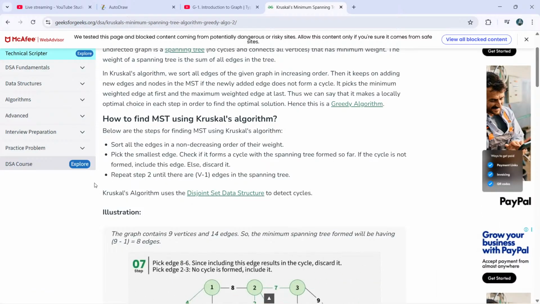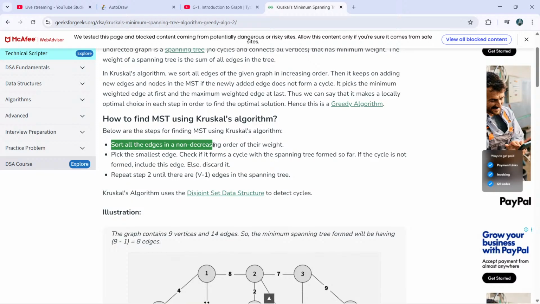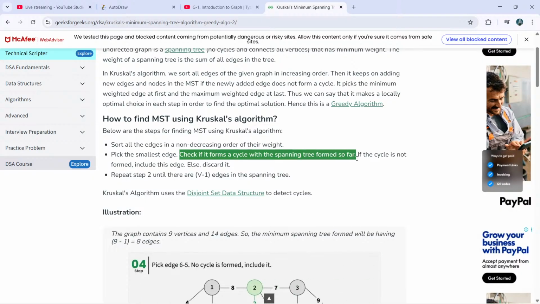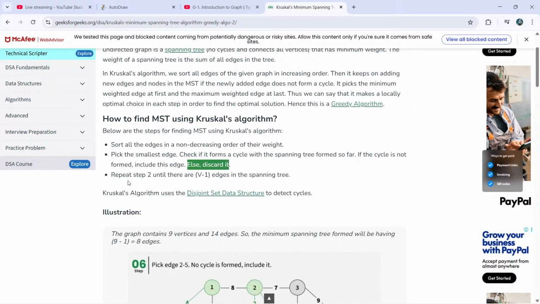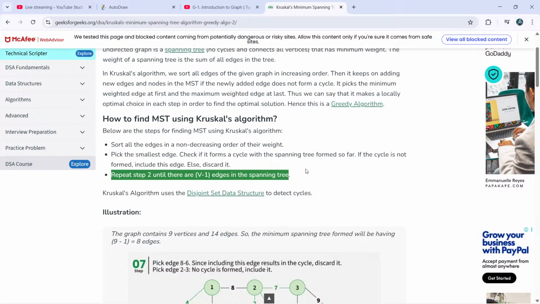Sort all the edges in non-decreasing order of their weight. So basically increasing, non-decreasing means increasing. Pick the smallest edge. Check if it forms a cycle with the spanning tree formed so far. If the cycle is not formed, include this edge, else discard it. Repeat step 2 until there are V minus 1 edges in the spanning tree.